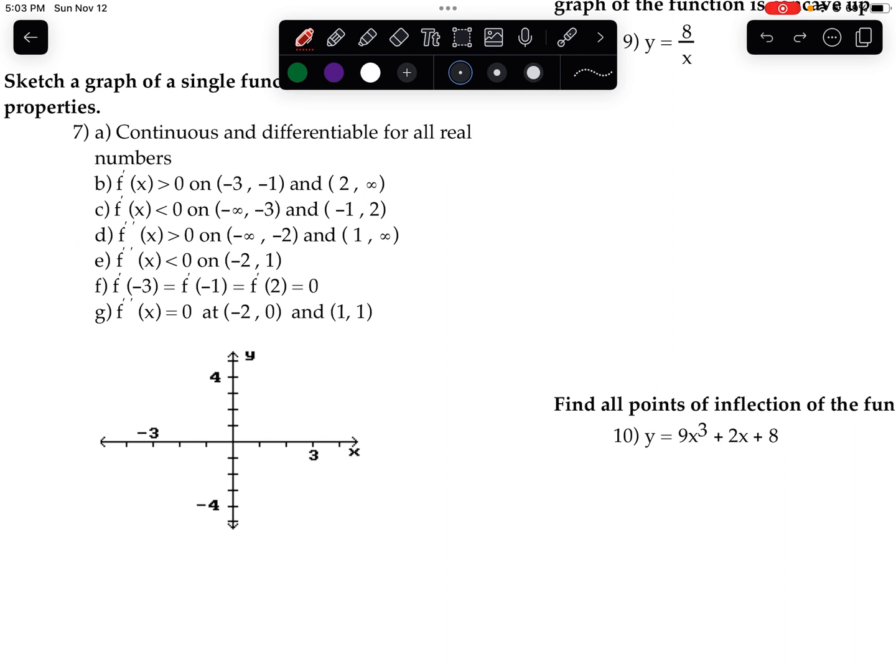So f prime of x is greater than 0. That means the function is increasing. It means the function is going upwards, and it's going upwards on the interval from -3 to -1. So it has to be increasing in that interval, and then from 2 to infinity also has to be increasing.